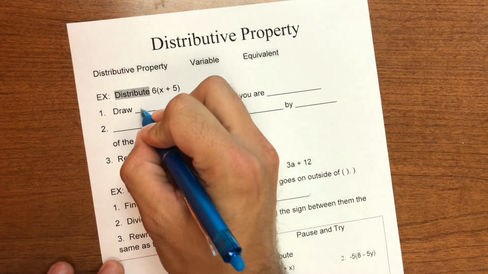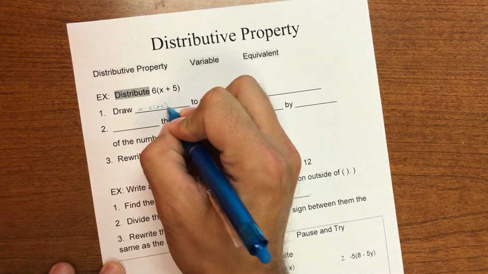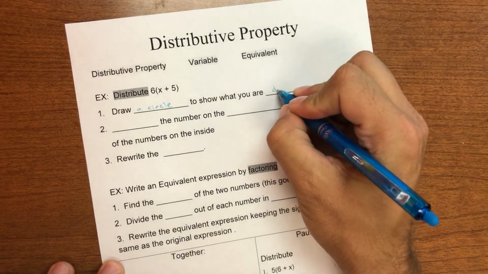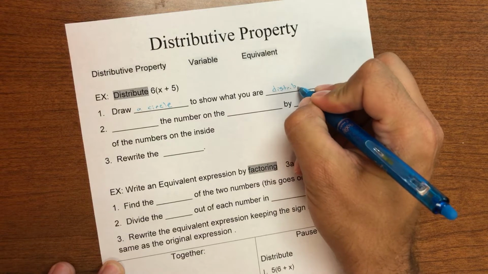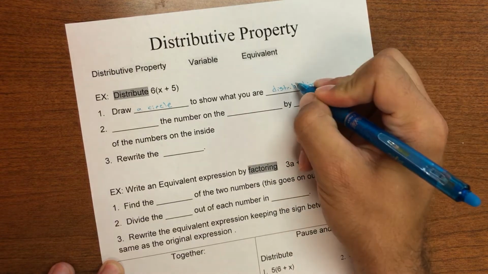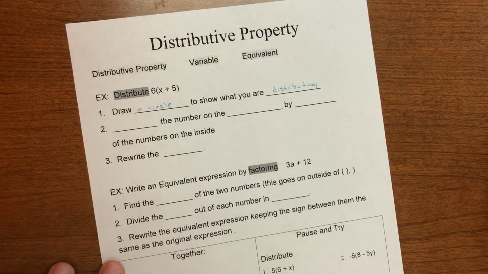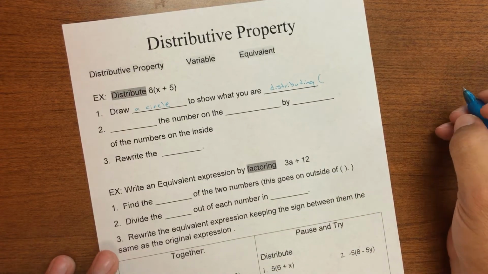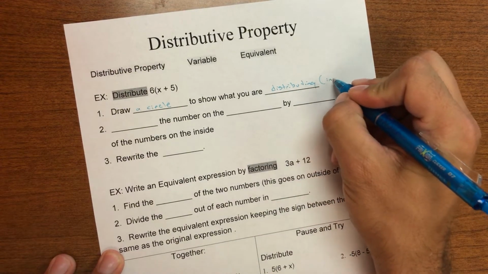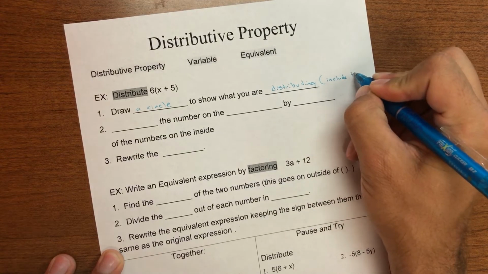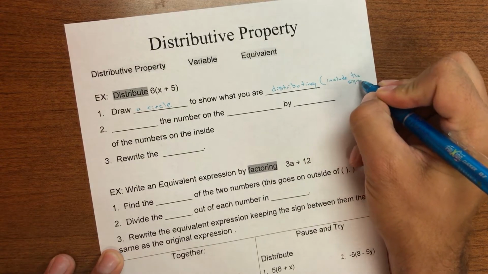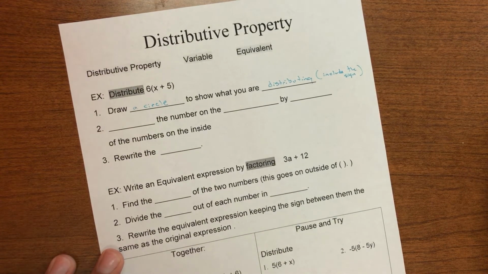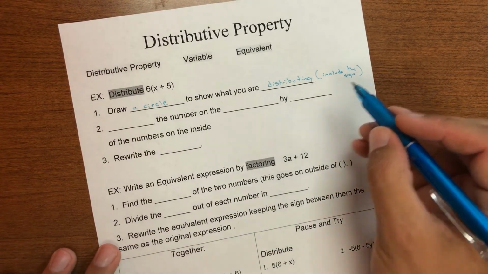We are going to draw a circle to show what we are distributing. And I want you to put parentheses here because we're going to add just one thing. We want to make sure to include the sign. And I know right now that doesn't mean much, but it will here in just a minute. So draw a circle to show what you're distributing, include the sign.